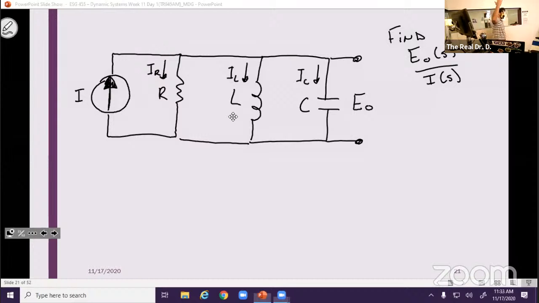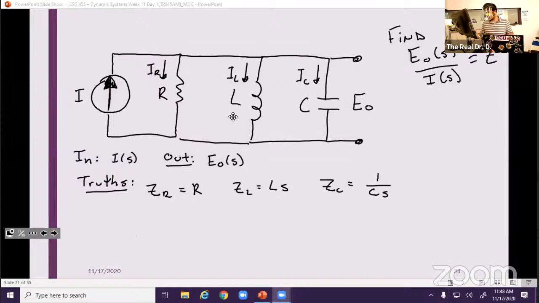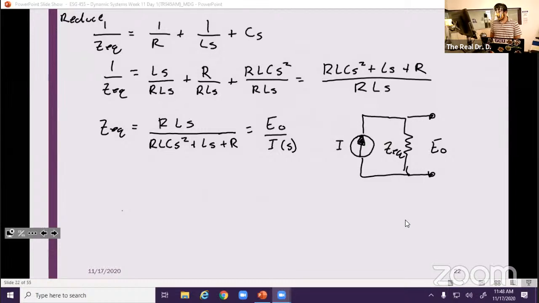So how do we do that? Well, they're all in parallel. So can't we just use our reciprocal rule to add them? And the answer is yeah, exactly what we're going to do. So what I'll do: 1 over ZEQ is equal to 1 over R plus 1 over LS plus CS, because 1 over 1 over CS is just CS.